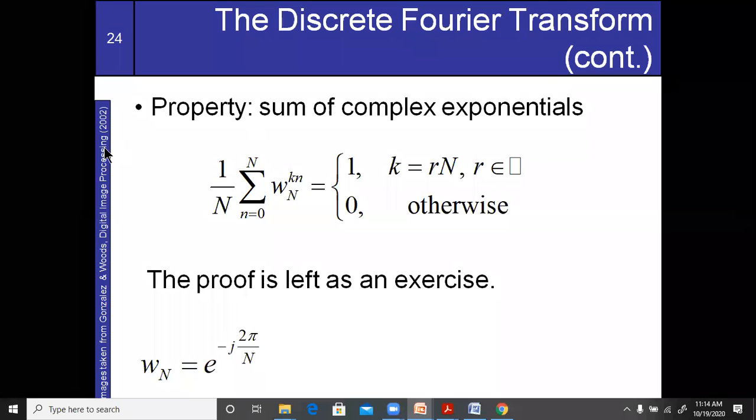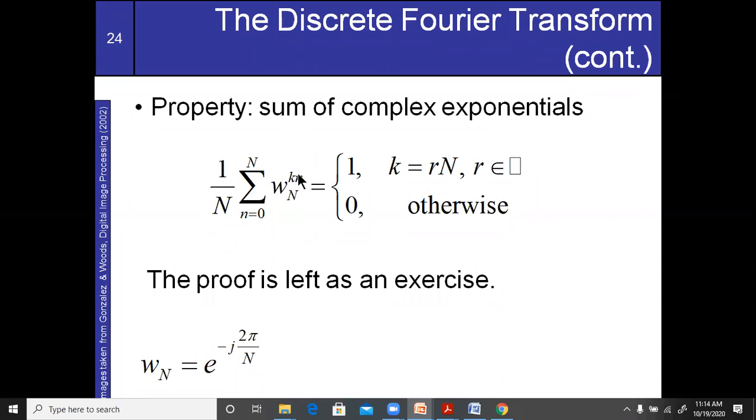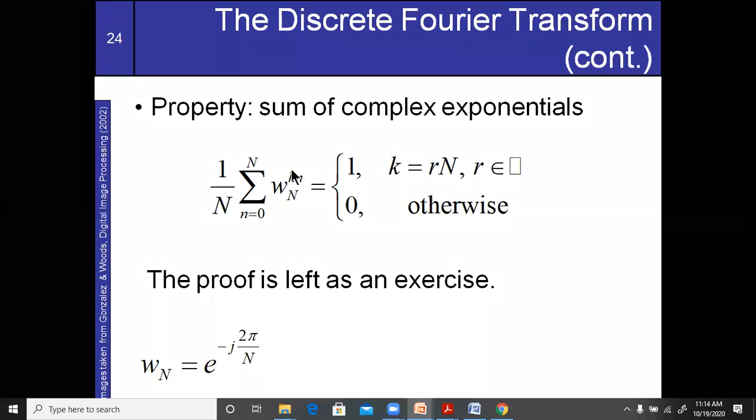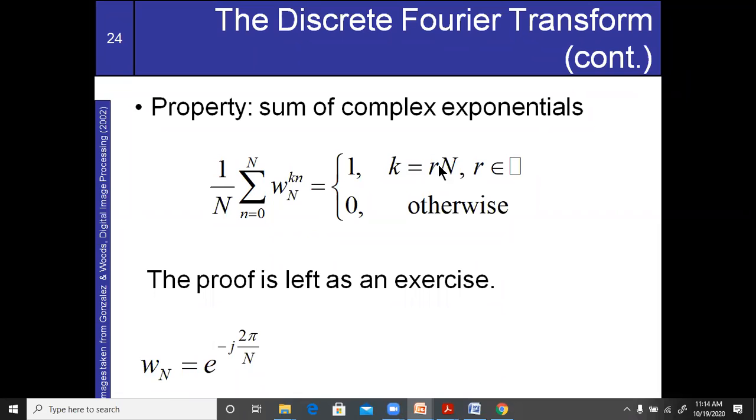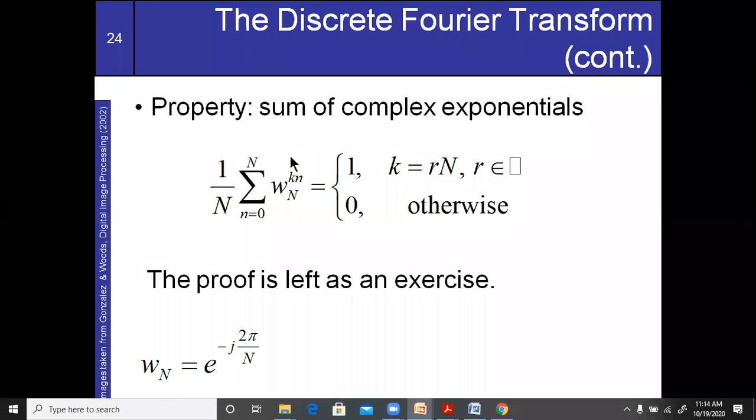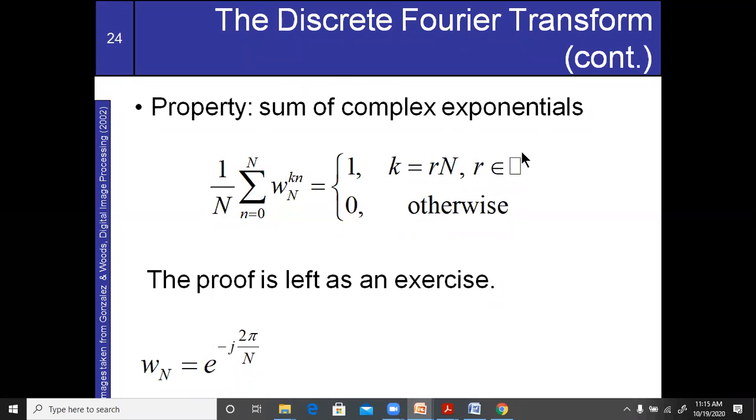And we have the property that the sum of the complex exponentials, which is 1 by N times the sum over n equal to 0 to N of W_N to the power kn, is equal to 1 for k equal to rN. So this just gives you the periodicity. K equal to rN, where r is an integer and N is capital N, W_N to the power capital N will give you the value 1. But if k is not equal to rN, then it turns out to be 0. So this is the sum of the exponentials. This is the standard property. The proof is left as an exercise.